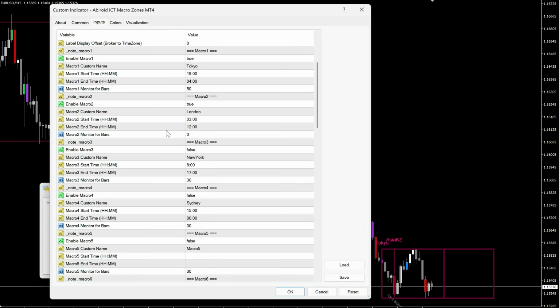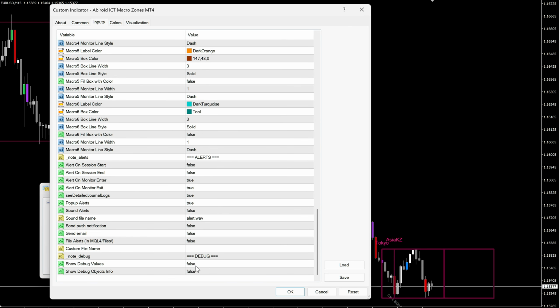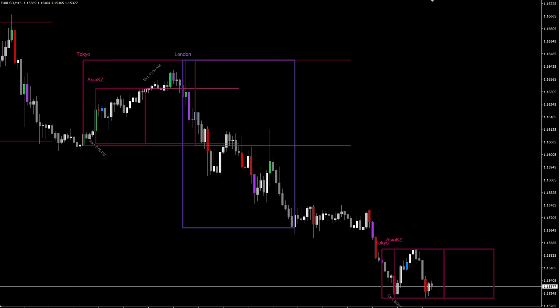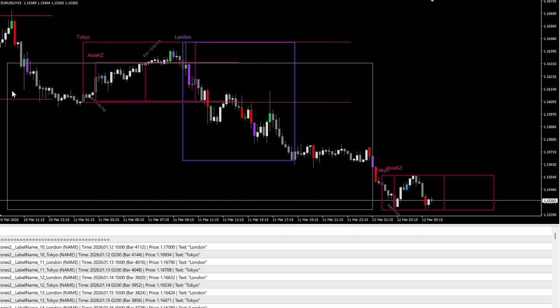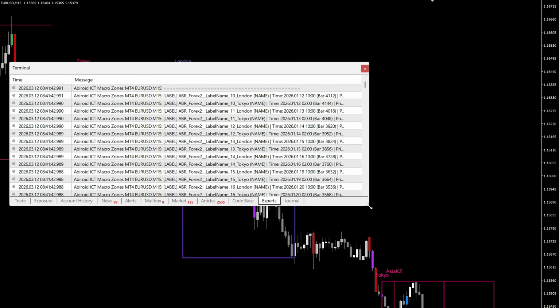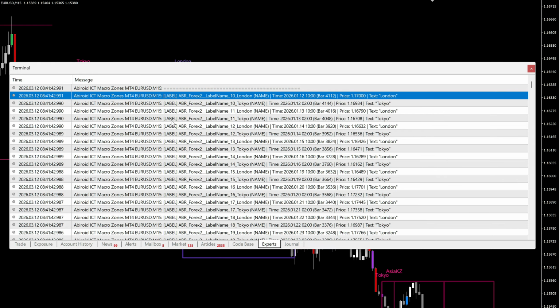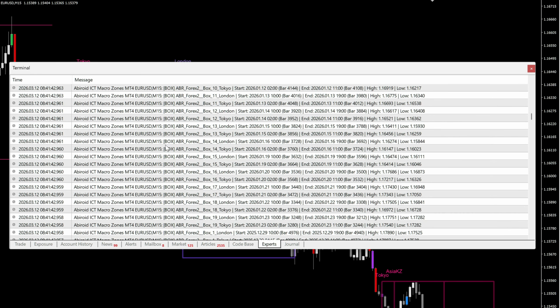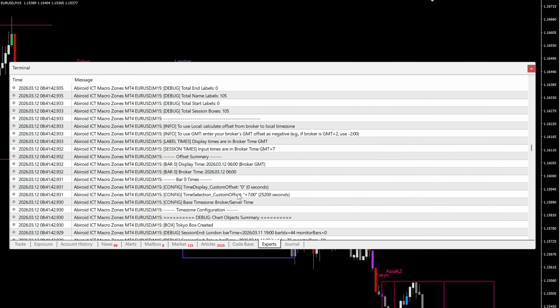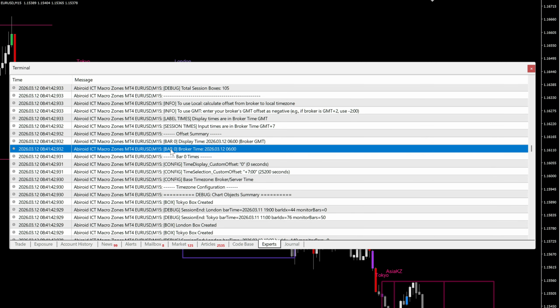And finally, if the boxes aren't being drawn properly, and if you are trying to figure out these offsets, the time zone offsets, in that case you can set the debug to true. Suppose I set both the debugs to true. You can look inside the experts tab, and this is what all of your logs will look like. Exactly where the labels are being drawn and exactly where the boxes are being drawn. And these will be the time zone offsets.